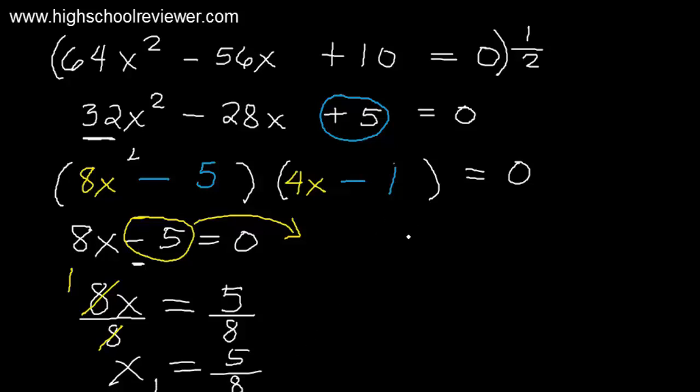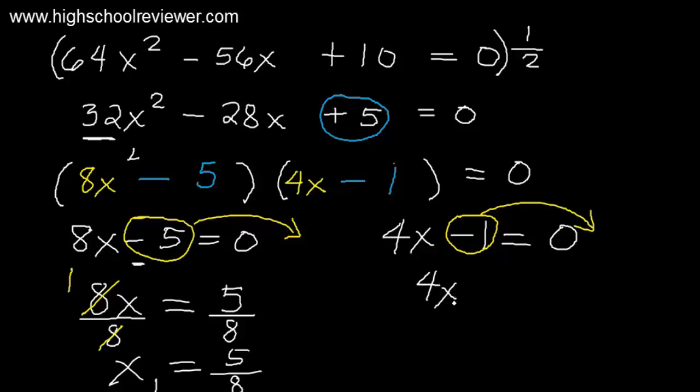To solve for our x sub 2, we have here 4x minus 1 equals 0. So to solve for x, we need to transpose negative 1 to the other side. What will be left on the left side will only be positive 4x. And if we transpose negative 1, this will change sign. This will become positive 1.